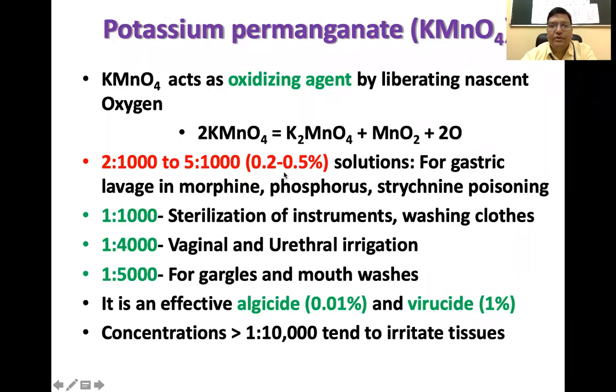So a solution of 0.2 to 0.5% is used for gastric lavage in poisoning such as morphine, phosphorus, strychnine poisoning. And a solution of 1:1000 is used for sterilization of instruments, washing clothes. 1:4000 for vaginal and urethral irrigation. 1:4000 to 5000 for gargles and mouthwashes. It is an effective algicide in 0.01% and virucide in 1%, and at higher concentration it can lead to irritation of the tissues.